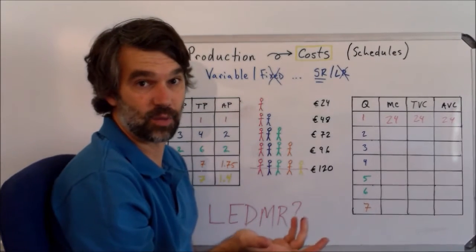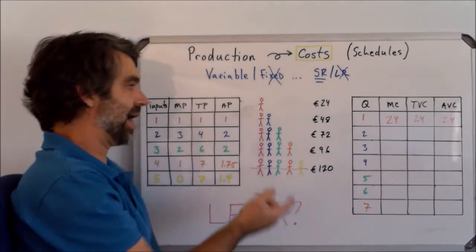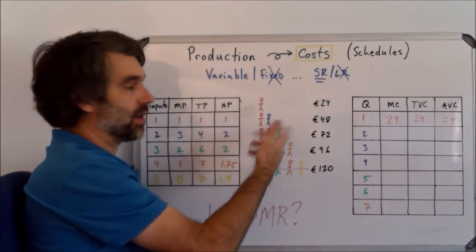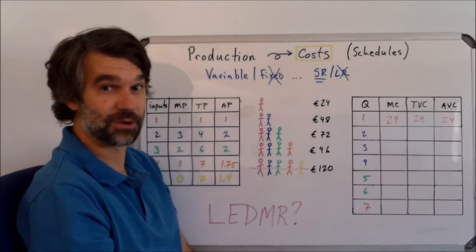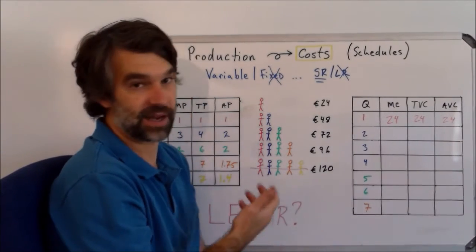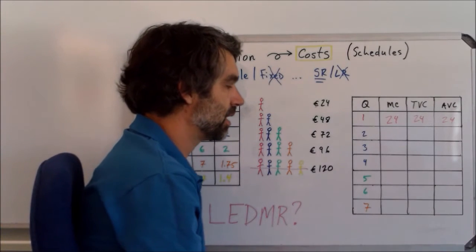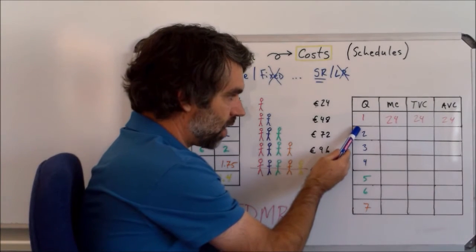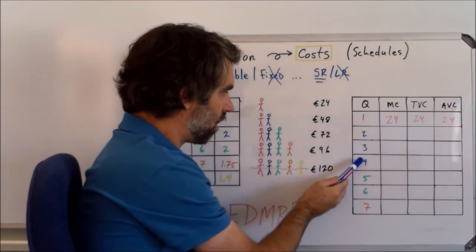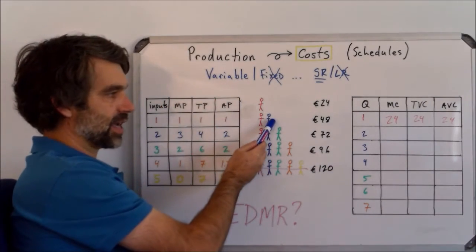Well, what if I want to make a second one? Well, if I want to make a second one, I have to hire a second worker. Now, they're not going to come in and work for just a portion of the day, so I'm going to get a second, a third, and a fourth all together at the same time. So quantities 2, 3, and 4 are all the result of hiring the second worker.